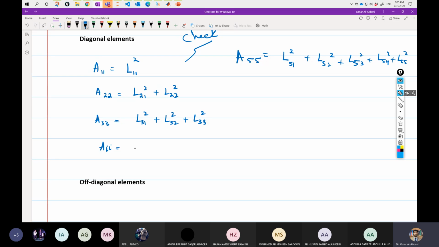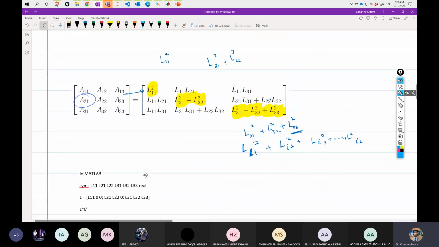Aii equals Li1 squared plus Li2 squared plus up to Lii squared, right? Yes, this is the general rule. Now, let's go back and let us check the off-diagonal elements.